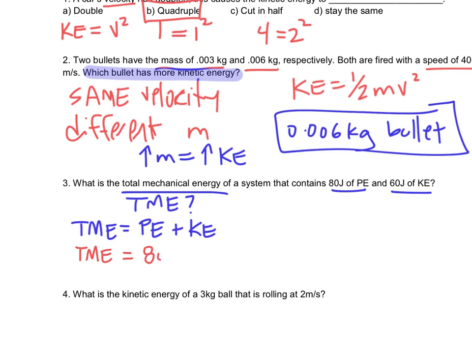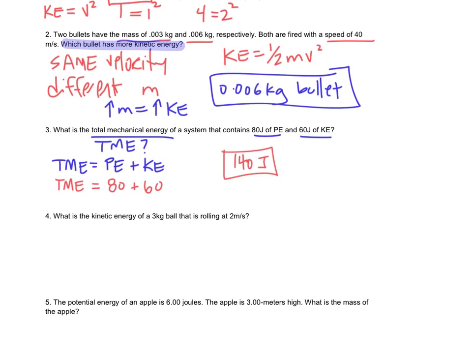So we've got 80 joules of potential energy and 60 joules of kinetic energy. So my total mechanical energy is 60 plus 80, which gives me 140 joules of total mechanical energy.